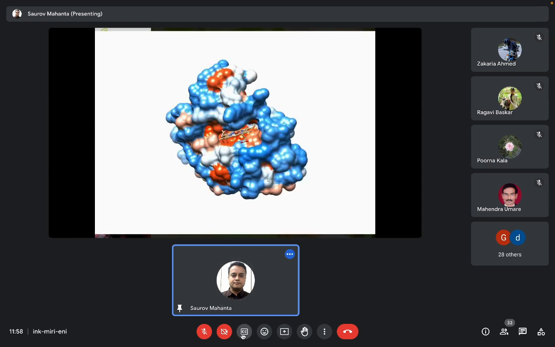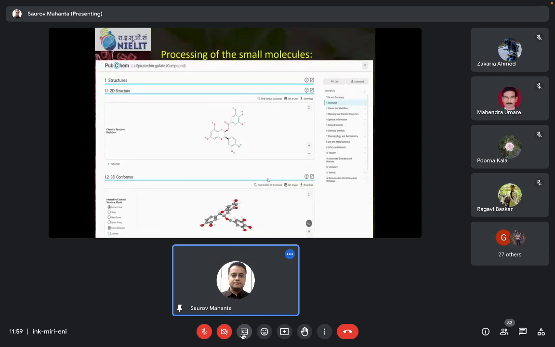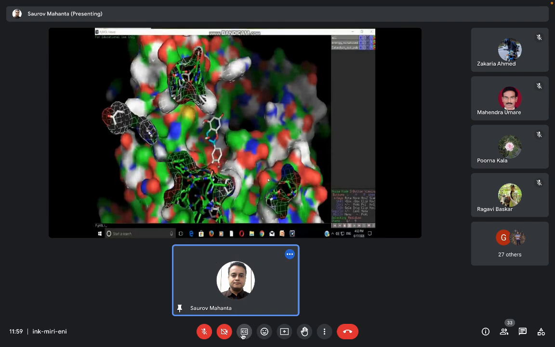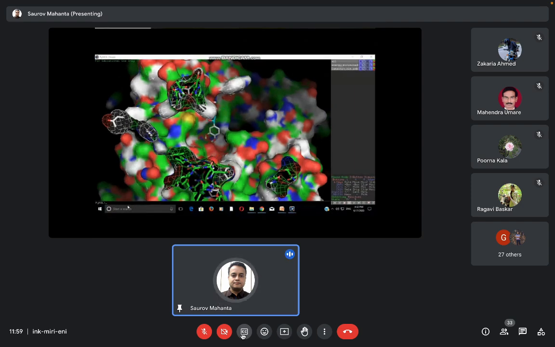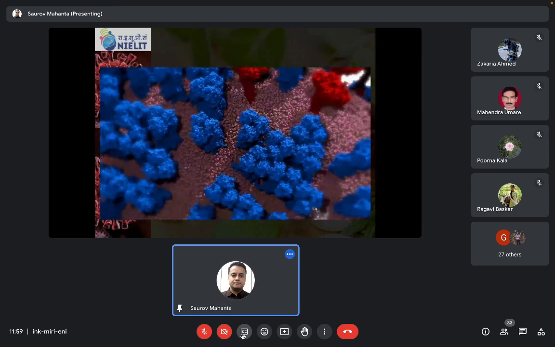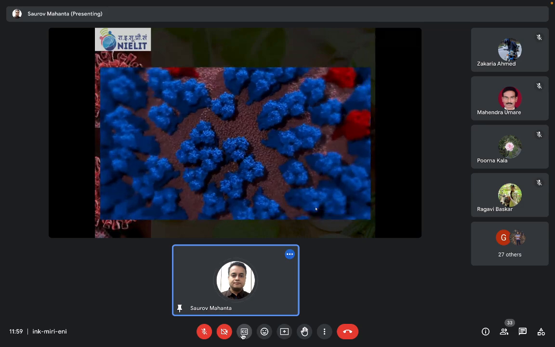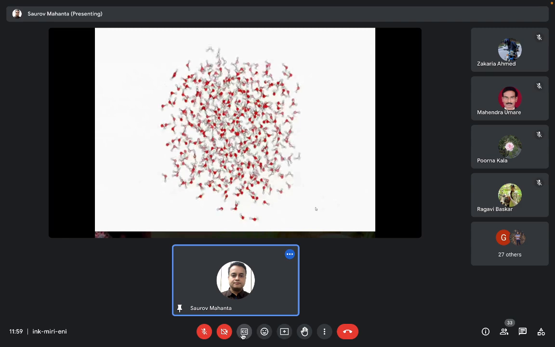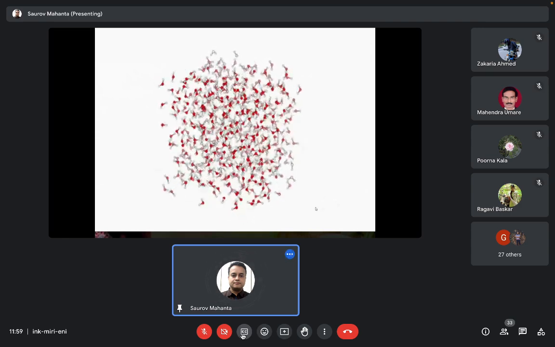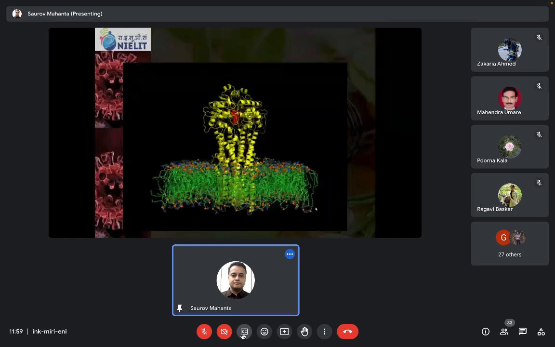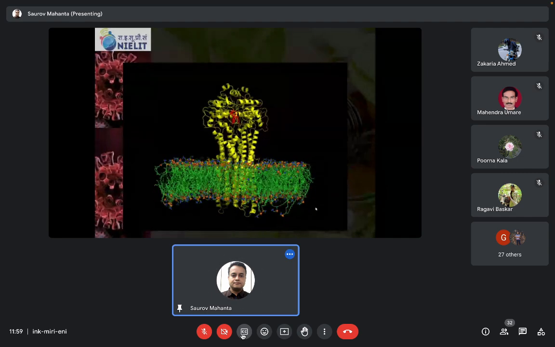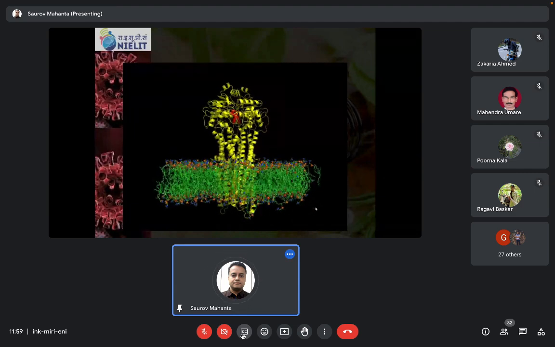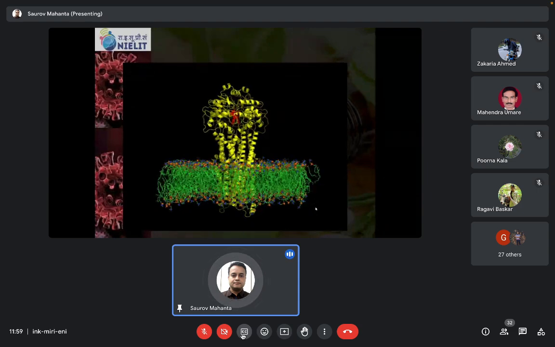See how in the active site the small molecule is binding. Processing of the small molecules, then docking. After docking, I have already shown this process. This molecule has to be fixed in certain positions. This is the spike protein of the virus. This is the molecular dynamic simulation of the molecules, atoms, which are available in the molecules. To denote what exactly the binding says, whether the binding will remain or not.